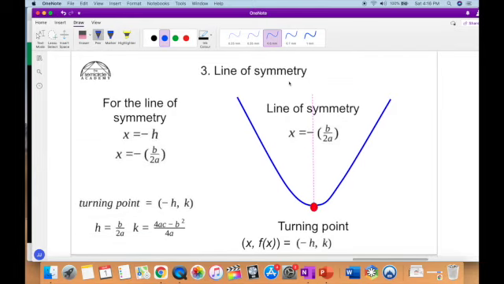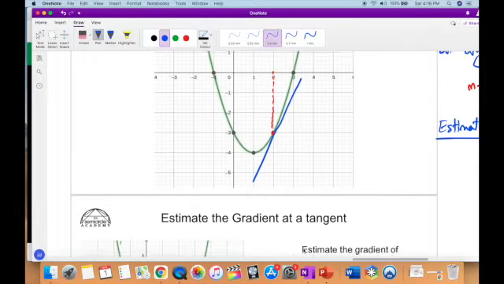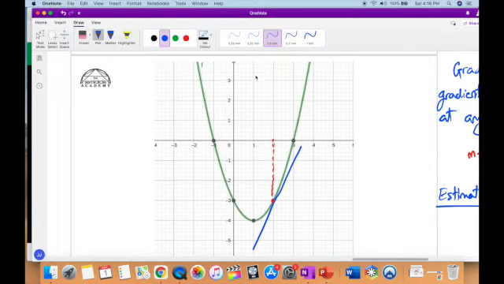But now we're going to talk about number 3, the line of symmetry. And the line of symmetry is simply minus h. That is all. If you want to find that line of symmetry, you'll notice that that minus h is the x value of the turning point, isn't it? We saw up here that the turning point here is 1, negative 4, and you can see that the x value is 1.